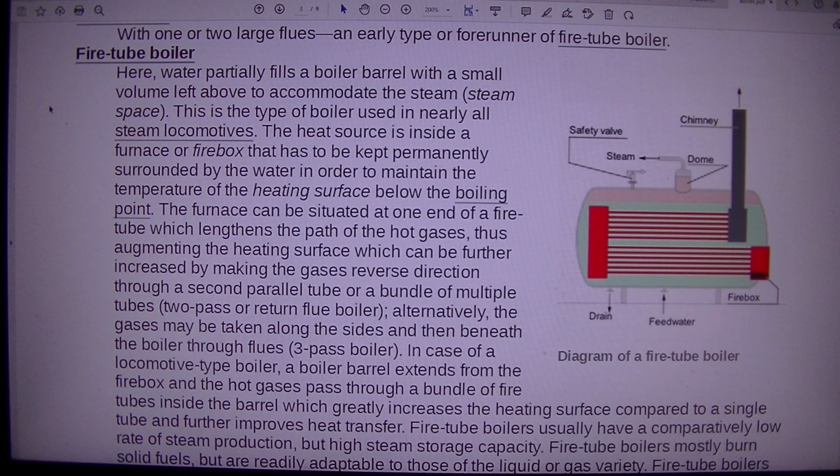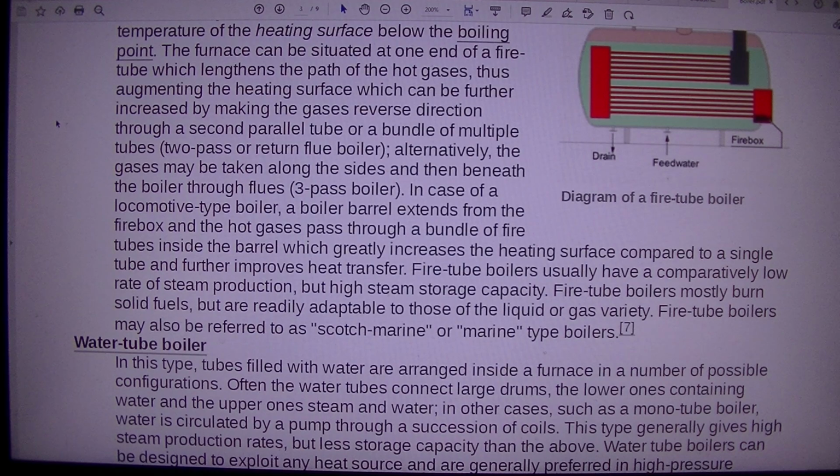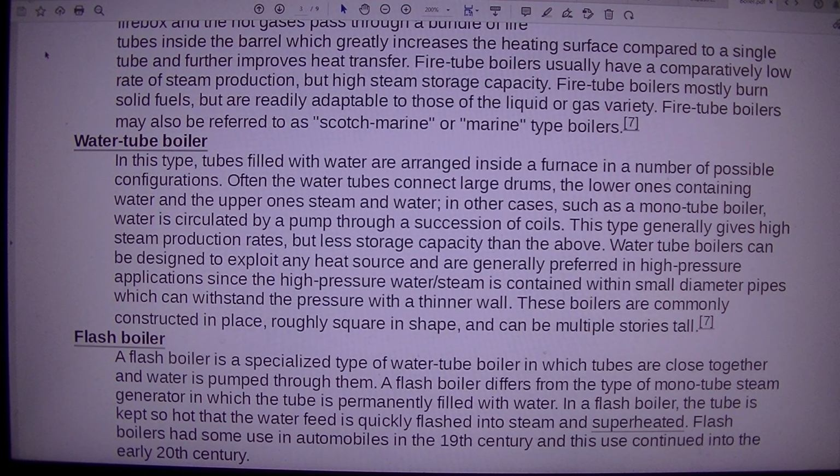The furnace can be situated at one end of a fire tube, which lengthens the path of the hot gases, thus augmenting the heating surface, which can be further increased by making the gases reverse direction through a second parallel tube or a bundle of multiple tubes. 2-pass or return flue boiler. Alternatively, the gases may be taken along the sides and then beneath the boiler through flues. 3-pass boiler. In the case of a locomotive type boiler, a boiler barrel extends from the firebox and the hot gases pass through a bundle of fire tubes inside the barrel, which greatly increases the heating surface compared to a single tube and further improves heat transfer.